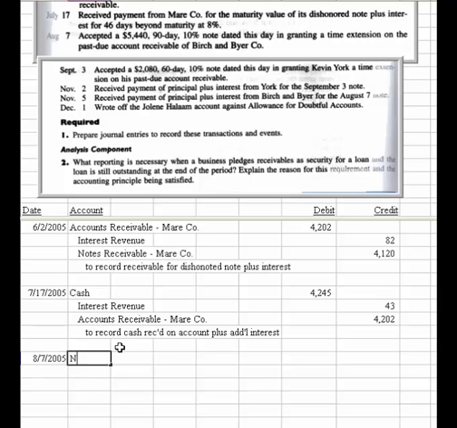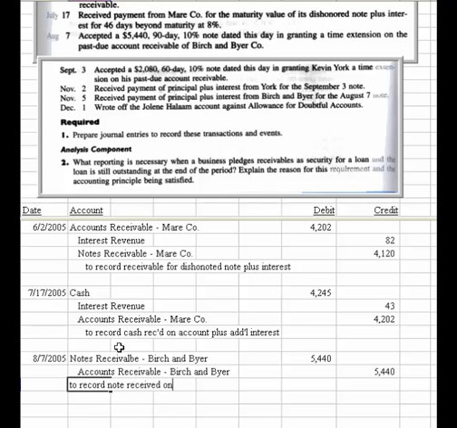We are going to debit an account called Notes Receivable, and we're going to do that in the amount of $5,440. All we're going to do is back off an account called Accounts Receivable. I've just copied it from above to save some typing there. Right? And this would be to record note received on account, because we're getting a note in place of a receivable that was owed to us. Okay. That takes care of August 7th.